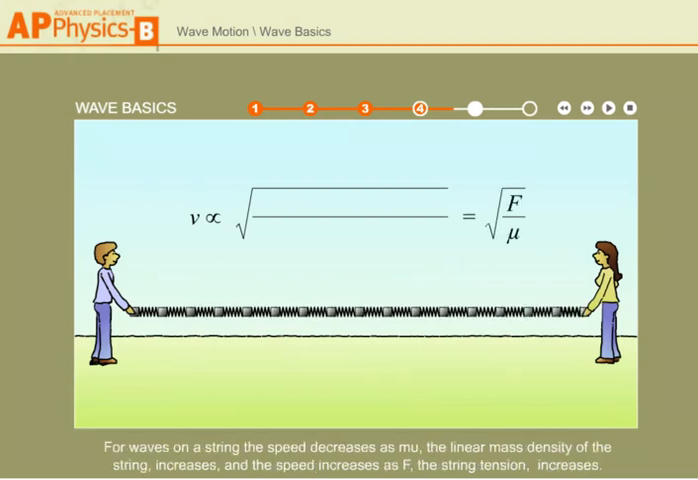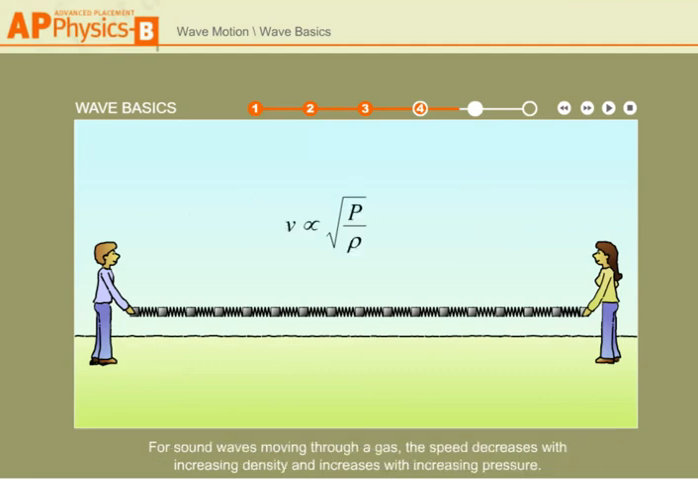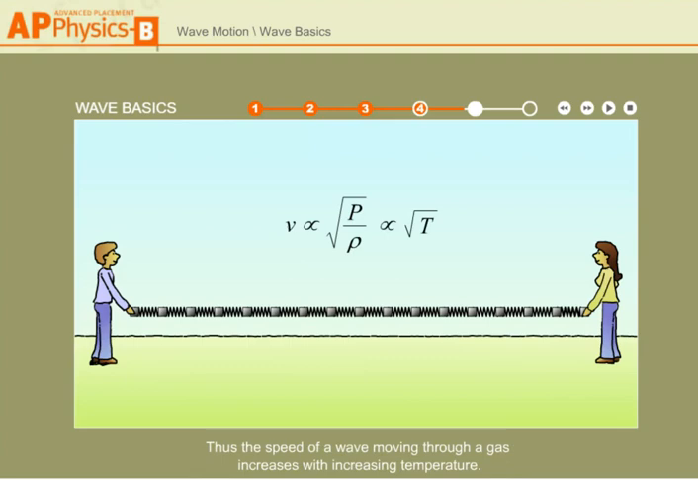For waves on a string, the speed decreases as mu, the linear mass density of the string, increases, and the speed increases as F, the string tension, increases. For sound waves moving through a gas, the speed decreases with increasing density and increases with increasing pressure. Thus, the speed of a wave moving through a gas increases with increasing temperature.